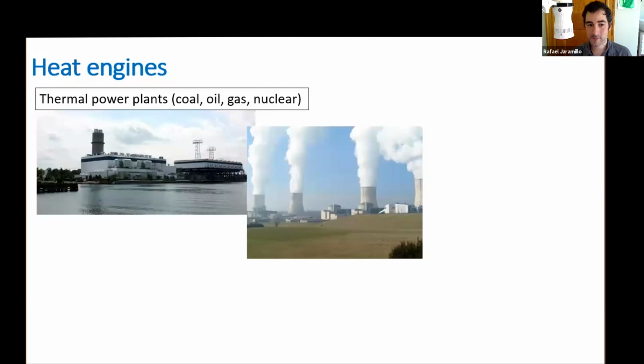And as we'll see, no machine can turn heat into work with 100% efficiency. That would violate the second law of thermodynamics. But we try to engineer systems to do it as well as we can.